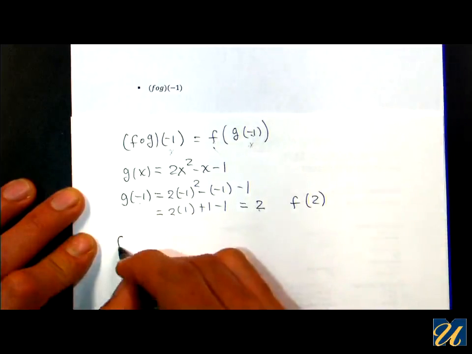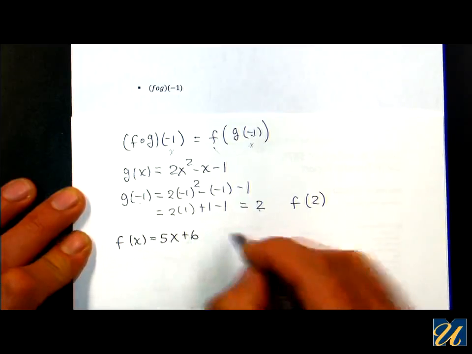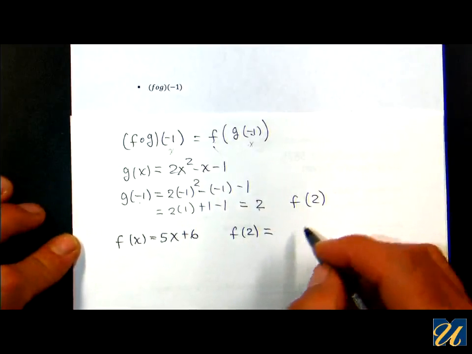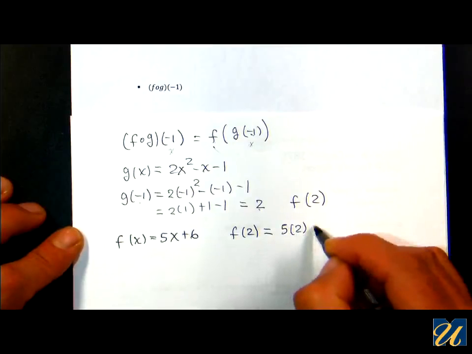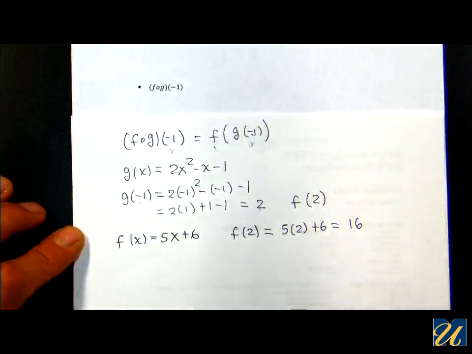So write your f function down. f of x was 5x plus 6. Finding f of 2 is now pretty simple to do. Replace x by 2. 5 times 2 plus 6, so 10 plus 6 is 16.